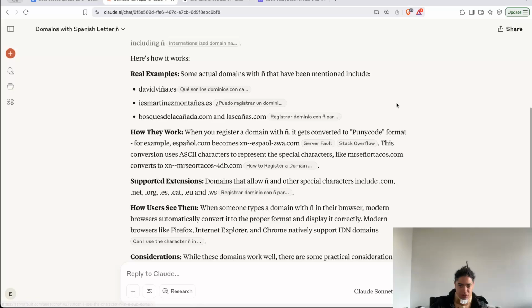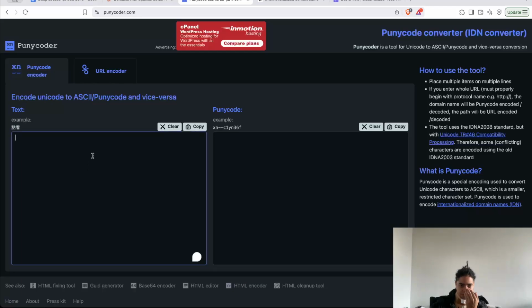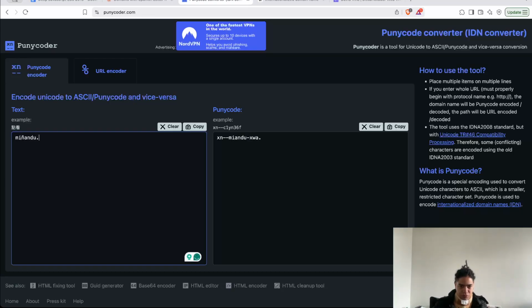But the thing here is they work by converting to Punycode format. Punycode, that's interesting. Punycode, the URL encoder. So for example, a domain with special characters gets translated into Punycode.